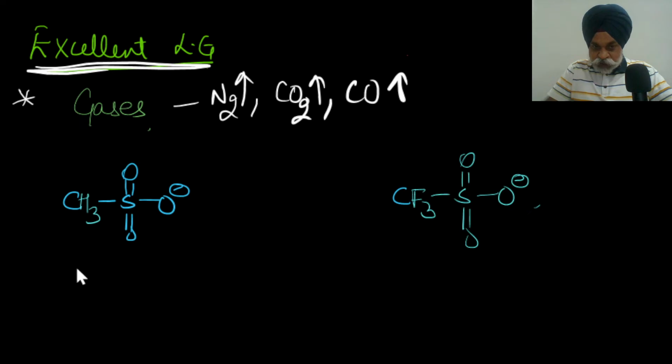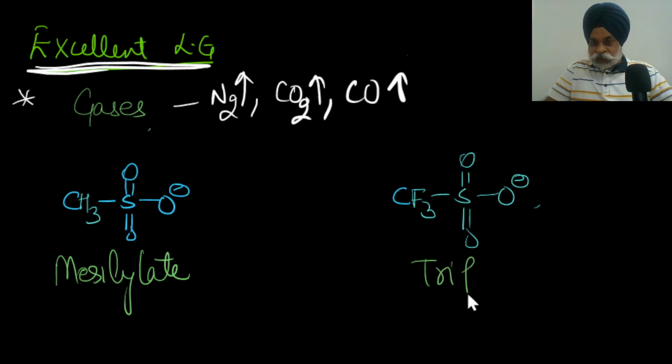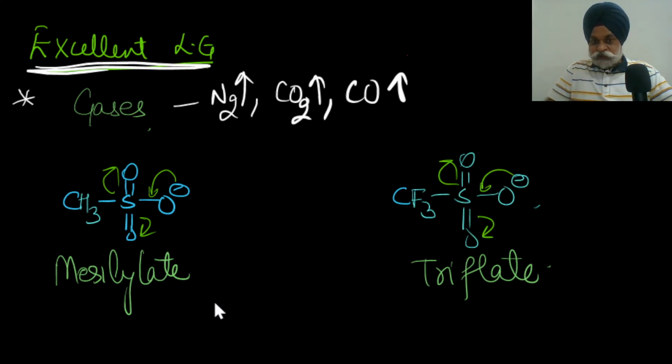So first of all is called mesylate. This particular species is called mesylate, and this is called triflate. Why are these strong, good leaving groups? Because the negative charge gets stabilized on both of the sulfur-oxygen bonds. So these are the conjugate base of a very strong acid, which we call sulfonic acid. Sulfonic acids are considered to be strong organic acids.